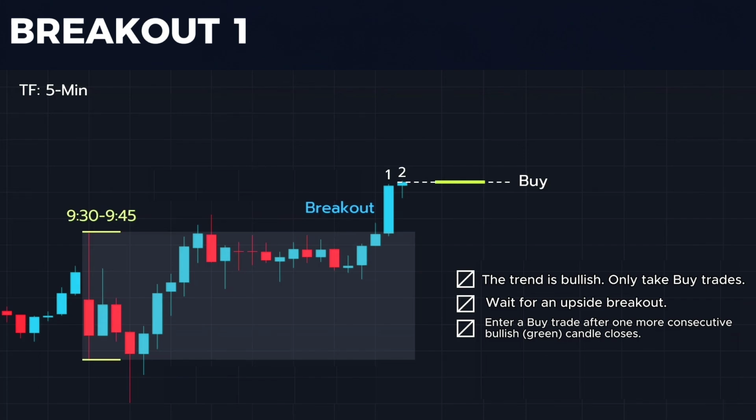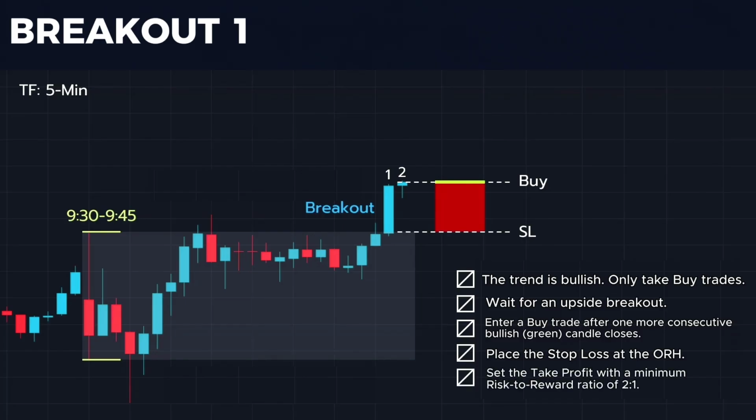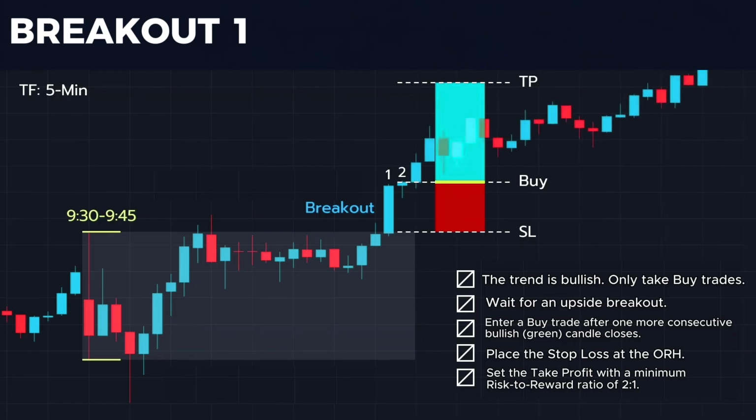Next, we will place a stop loss. Our stop loss will be at the top range or opening range high. After we get a stop loss, we will place a TP with at least 2 to 1 RR. TP will be like this, which is quite far. Once we enter the order, we just wait for the price to go up until it hits TP. We sell it out and get 1 profit.